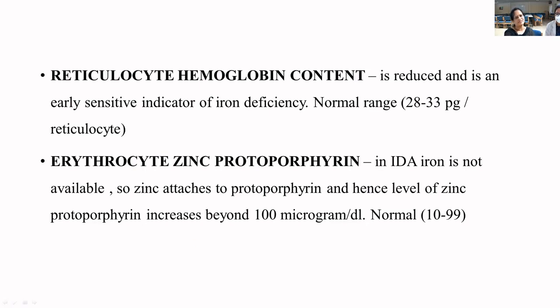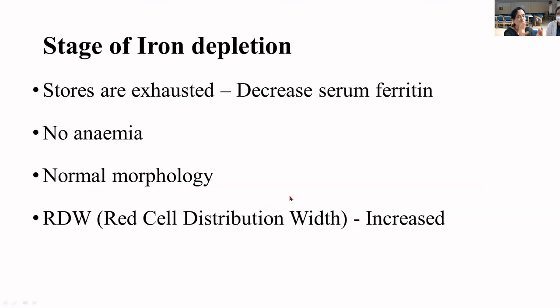Erythrocyte zinc protoporphyrin: in iron deficiency anemia, as iron is not available to attach to protoporphyrin, zinc gets attached to protoporphyrin, and hence the level of zinc protoporphyrin will increase beyond 100 microgram per dL. The normal is 10 to 99 microgram. So she's the one who has actually made all these slides. So she's an expert on this topic today.